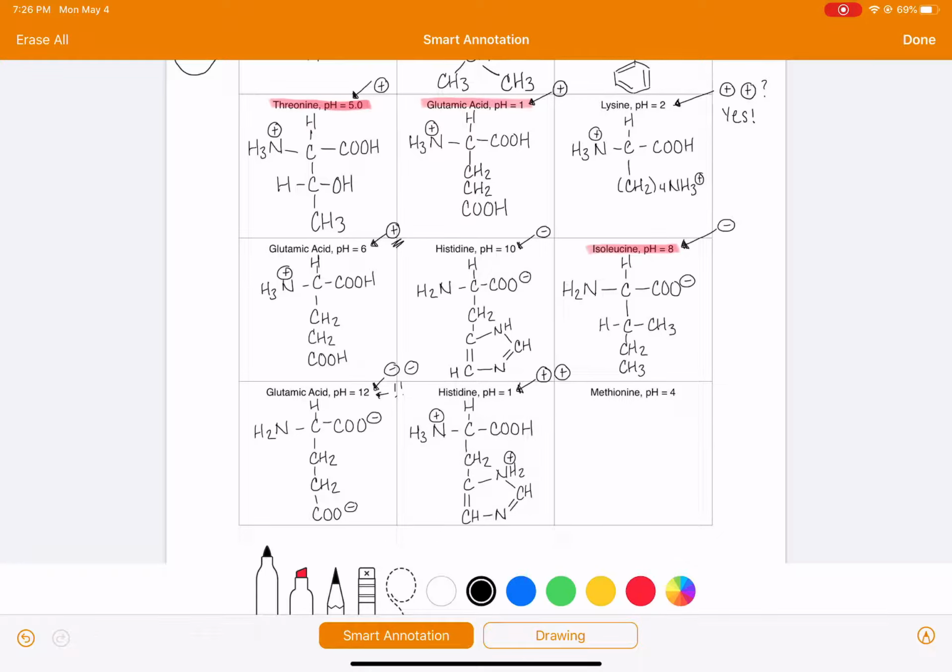And our last one, methionine with a pH of 4, that's a low pH, so that's positive charge, that's an acidic solution. So that means we will have COOH, we will have NH3 plus, and what about the R group? Let's go find methionine. It is one of our neutral, non-polar amino acids. Oh no, that's not true. It's polar neutral. So because it's polar neutral, the structure of the R group is not affected by the pH. So we just copy the structure down.